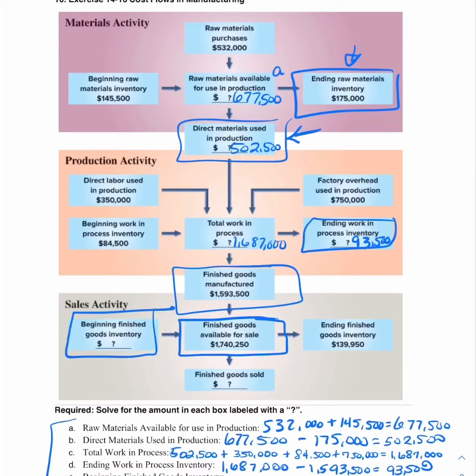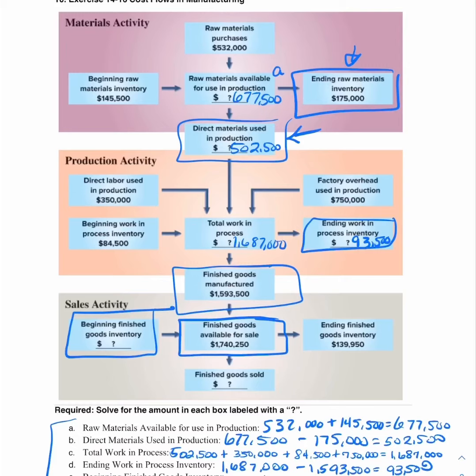I just subtract $1,740,250 minus that $1,593,500, and that tells me that I end up with $146,750 for beginning finished goods inventory.